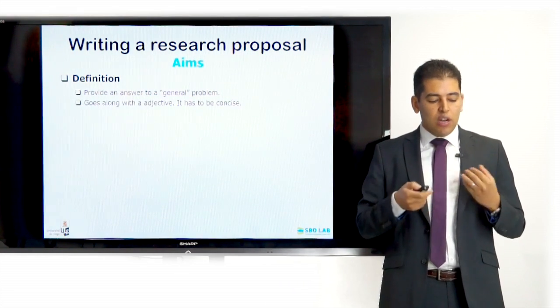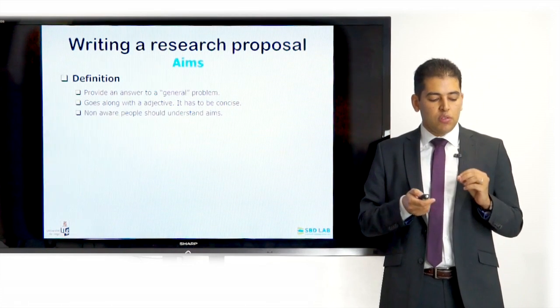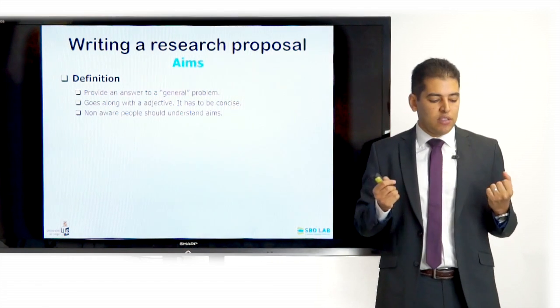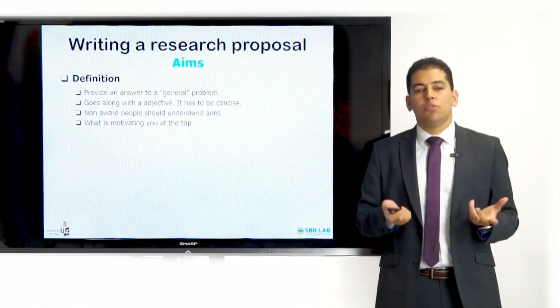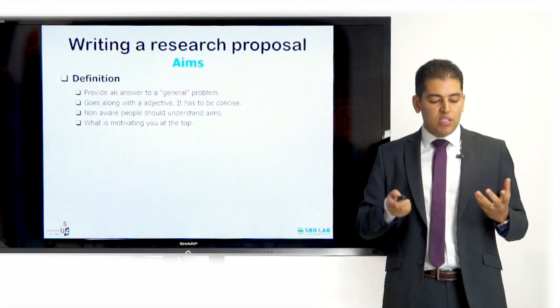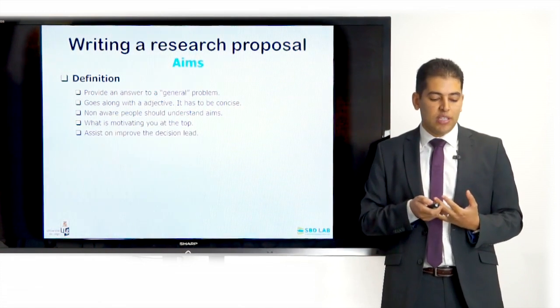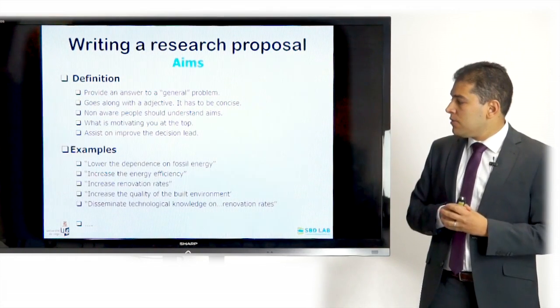And the aim goes along with an adjective. It has to be concise. You should be aware that your grandmother can read the aim and understand it. And you should also keep in mind that it should be related to what's motivating you. So this is very important, and it should assist in improving the decision lead. This is very important. Some examples of aims, you can have a look.